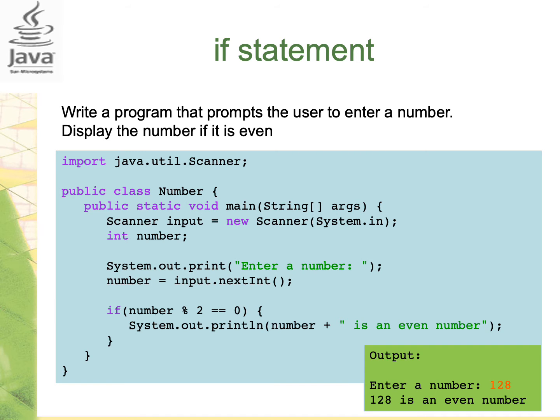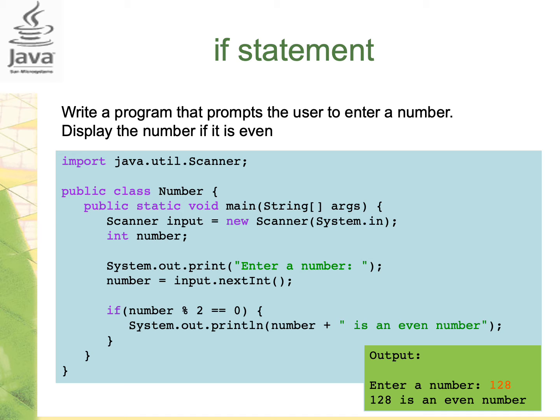Say that we have this program that we need to write. Write a program that prompts the user to enter a number. Display the number if it is even. Using the if statement, we can have if number modulus 2 equal to 0. Here, whatever the user typed from the keyboard, if the remainder is 0, it is an even number.